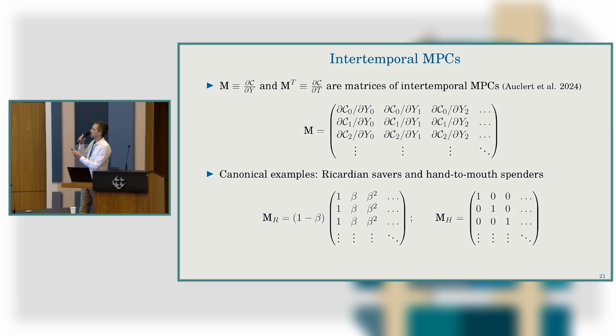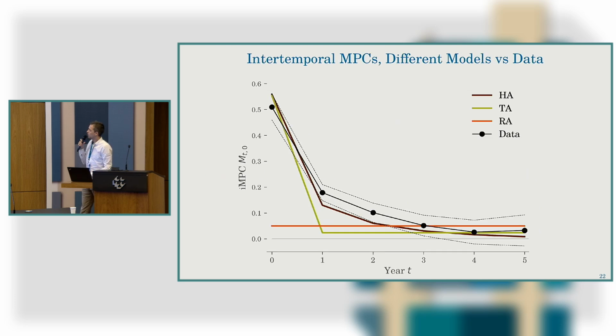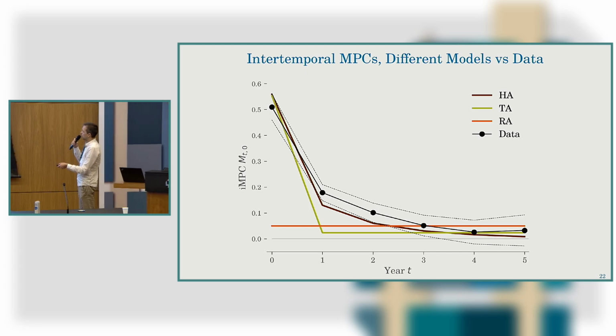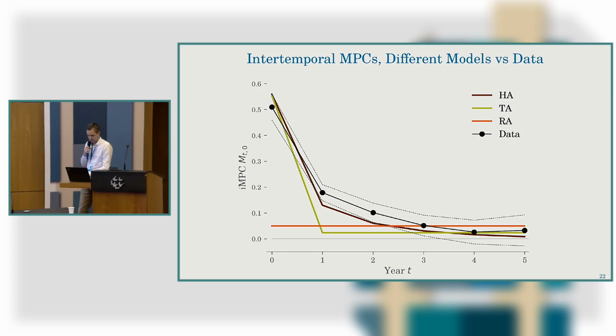So these matrices are matrices of intertemporal MPCs, so we can actually calibrate them. This is just for pedagogical purposes, but this is the MPC that people spend in the data out of an expected income shock. Roughly they spend 50% of this income in the first year, then they spend 20% the second year, and so on. And here we see that representative agent models don't match the data. TANK does a little bit better, but only HANK can match these intertemporal MPC profiles.